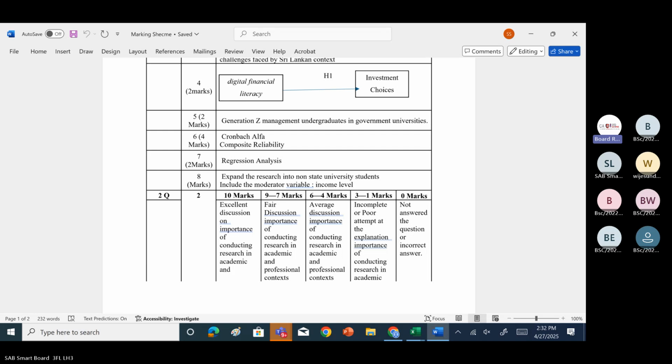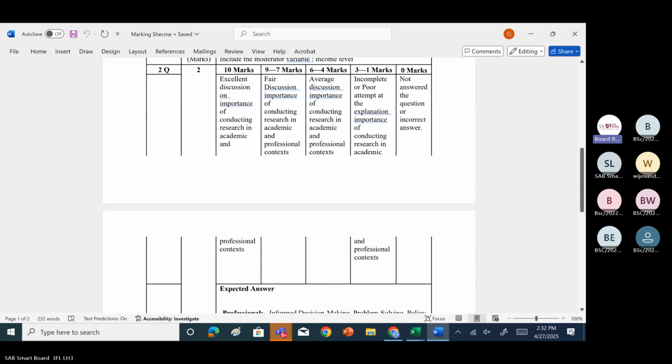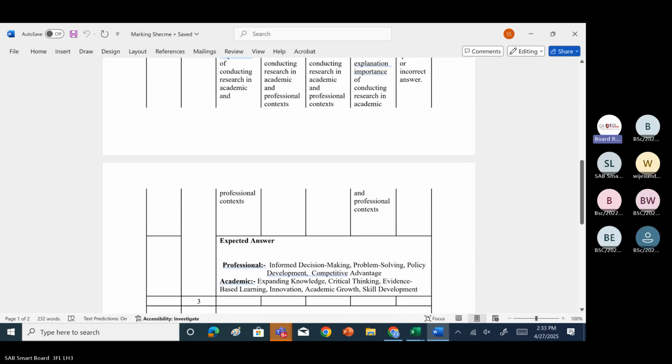Expected answers are also given here. Right, expected answers are also mentioned here. So this is my scheme, and you can refer to it. You can take the expected answer, but the expected answers are based on my perception. So there may be some sort of differences from your mind regarding the discussion.